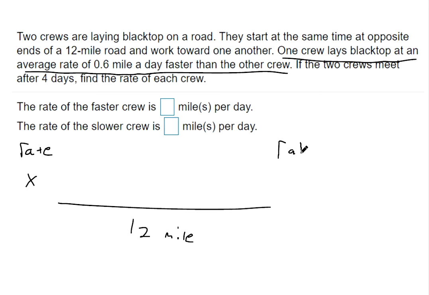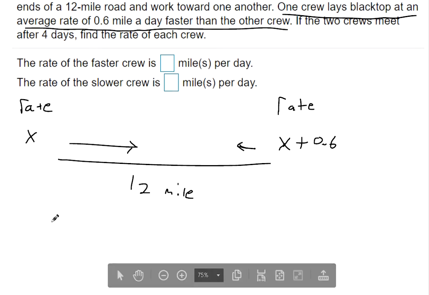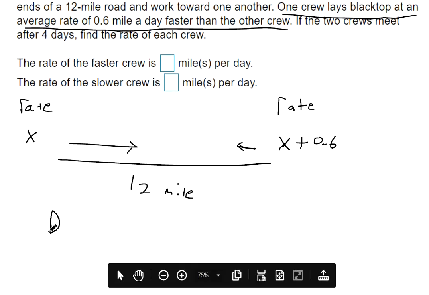But the rate of the other crew, and they're working towards each other, right? The rate of the other crew, I do have a little bit of information. It's 0.6 miles per day faster than the other crew. So this would be the faster crew over here. And what we're doing is we're covering distance, right? An equation we often use in mathematics is that distance equals rate times time.